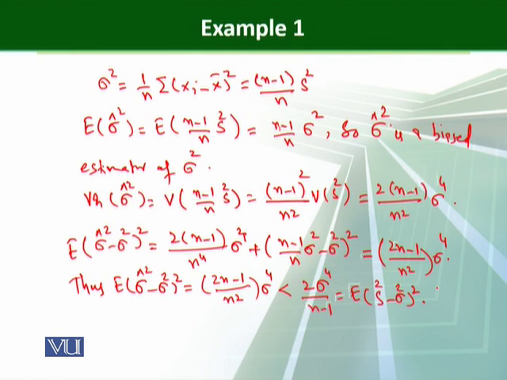This shows that sigma hat square has smaller MSE than S square. And again, this is the trade-off of variance for bias. The MSE can be improved by trading off between the bias and the variance.